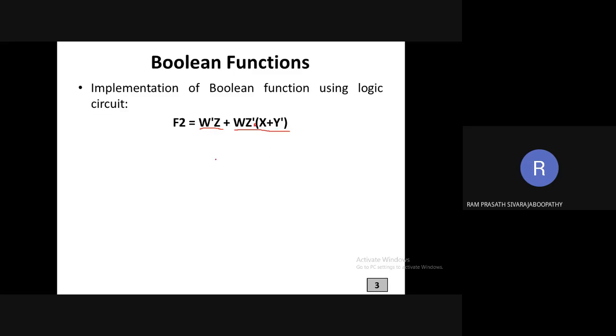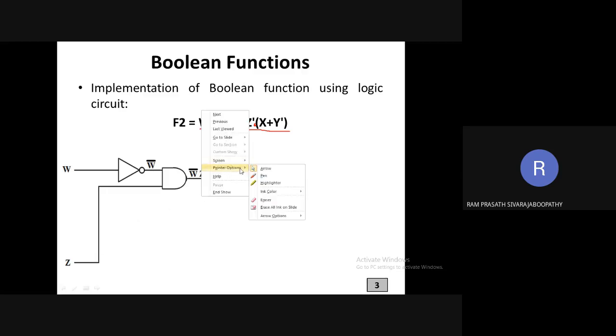Now what are we going to do? We are going to first attain the first term, w bar z. For that, what do we need? First we have to find w bar. So if the w variable is given as input to a NOT gate, the output becomes w bar. Then we have to AND w bar with z. So you can see w bar ANDed with z yields w bar z.